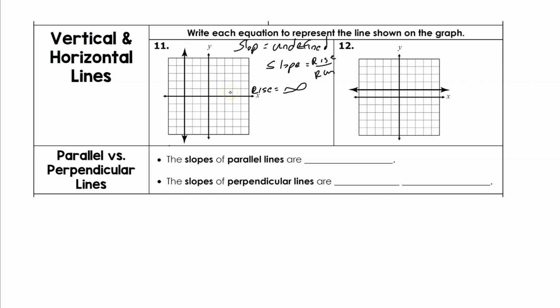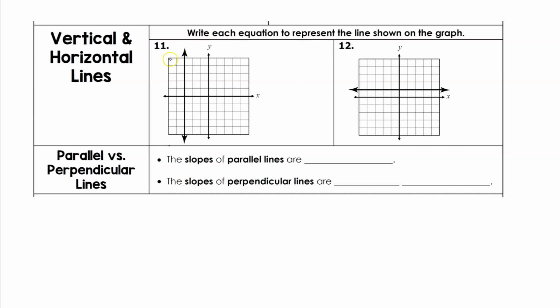The more important thing is the run. What is the run? Does it go left or right at all? No, it just goes up or down. So that run is 0. And what happens when 0 is in the bottom of a fraction, in the denominator of a fraction? That is always undefined. And that's why a vertical slope like this is undefined.